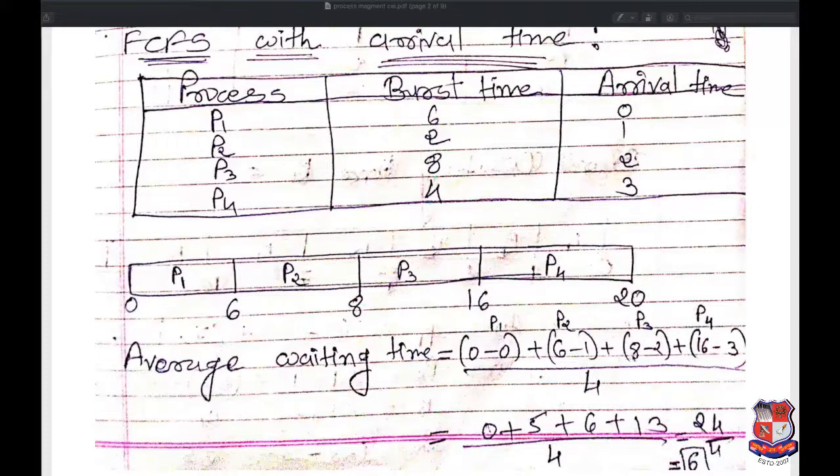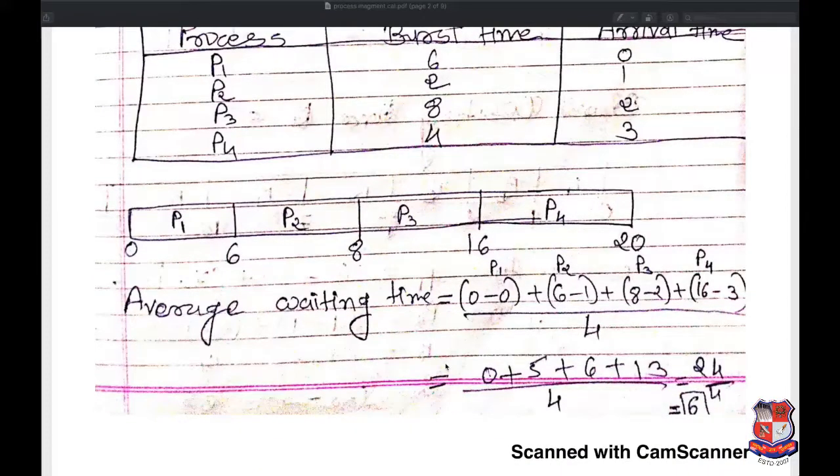So here I put the 8. 8 minus arrival time of P3. Arrival time of P3 is equal to 2. So 8 minus 2, plus for P4, the starting value of P4 is equal to 16, 16 minus arrival time of P4, which is 3. Then divided by 4, the total number of processes, we can find the average value. So the average waiting time is equal to 6.